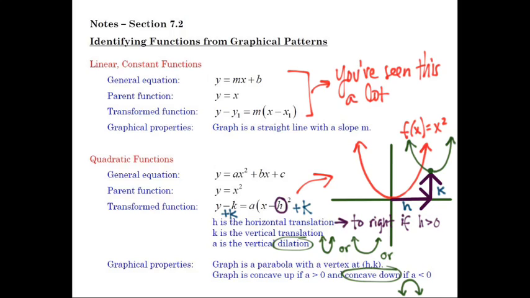And then if we make a negative, we have all the same properties except that it's flipped over and it will look down, it'll be concave down as we go forward.